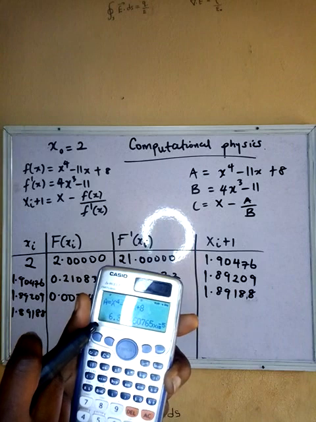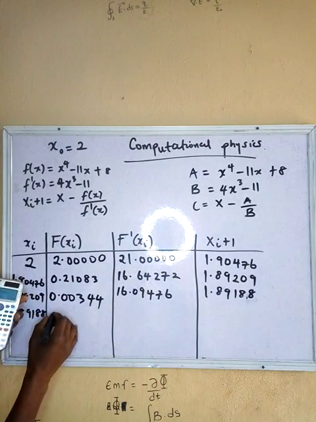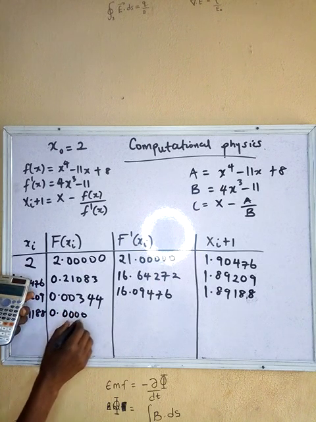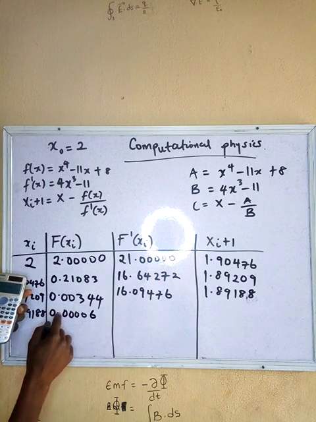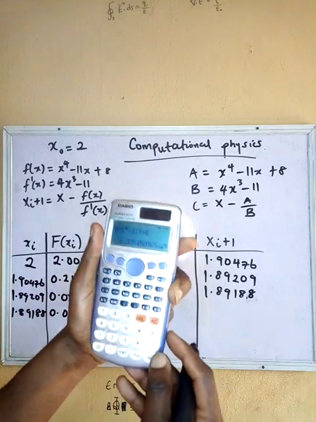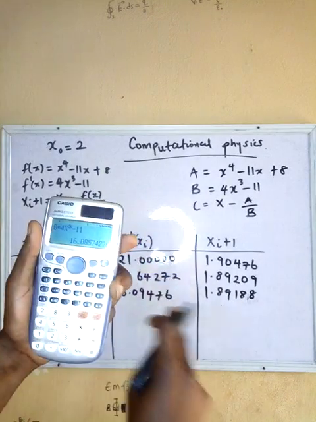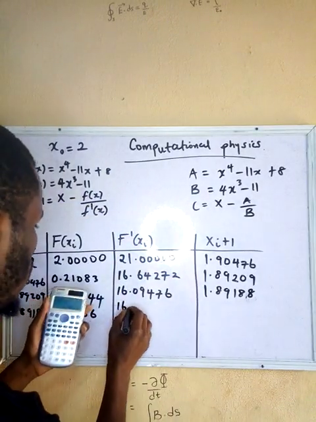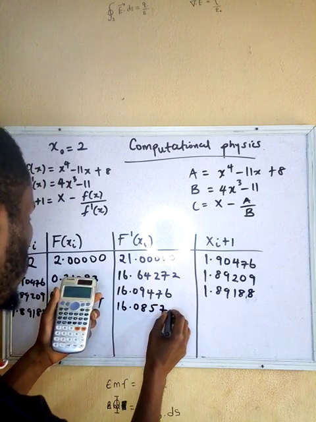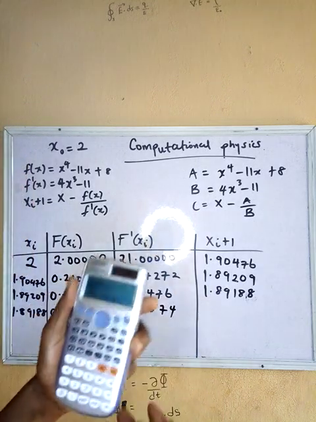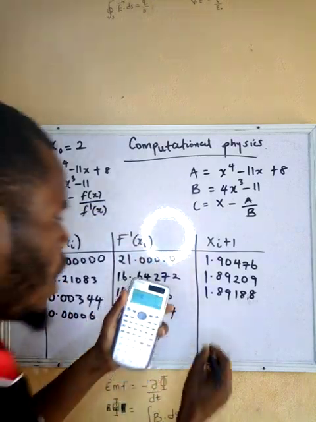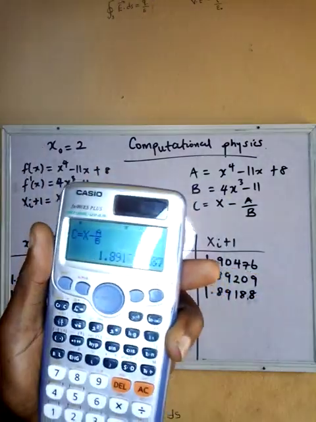From here we have 0.00006, that is 1, 2, 3, 4, 5 decimal places. Yes, correct. So the next is to press equal to. Don't forget that our b is our f prime of x, which is 16.08574. The next, we are going to have 1.89188 approximately. Do you see what I'm saying?